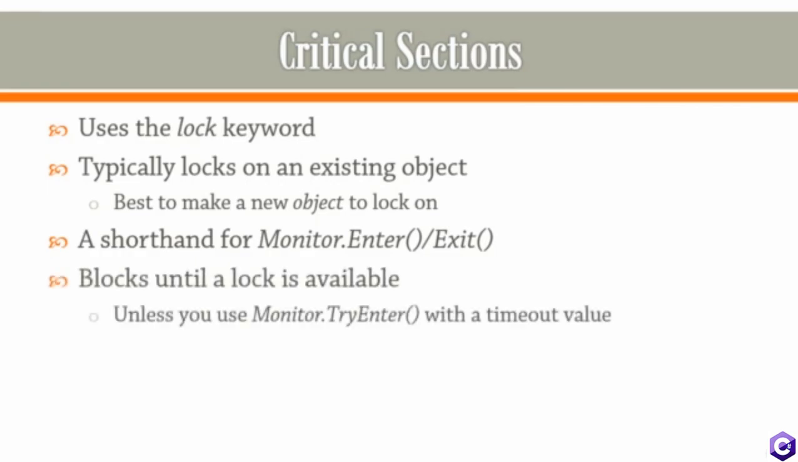Now the idea is that this thing blocks until a lock is actually available, unless of course you use one of the overloads. So if you decide to avoid using the lock keyword and instead go for something like Monitor.TryEnter, then you can specify a timeout value and you can essentially jump out of the execution of that critical section if the timeout has in fact elapsed.